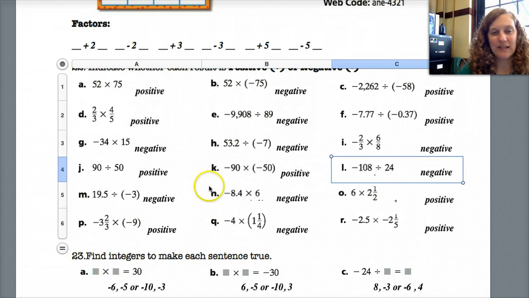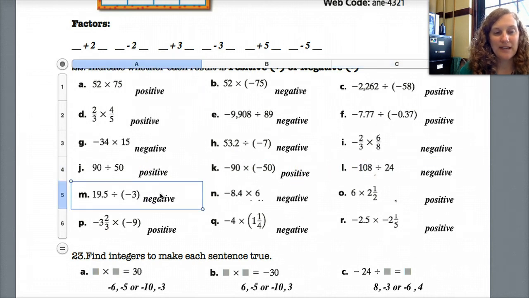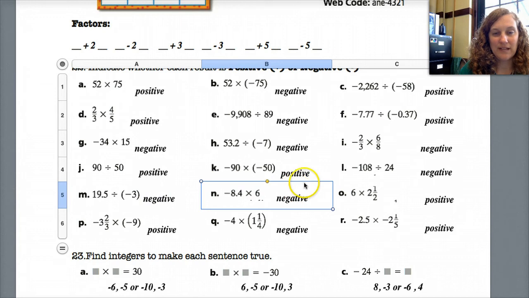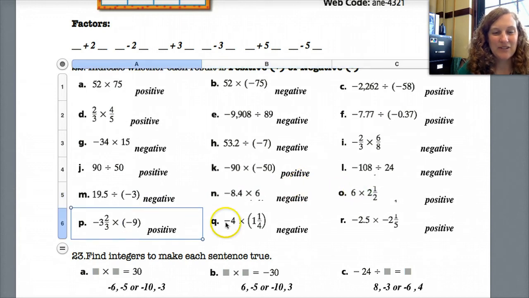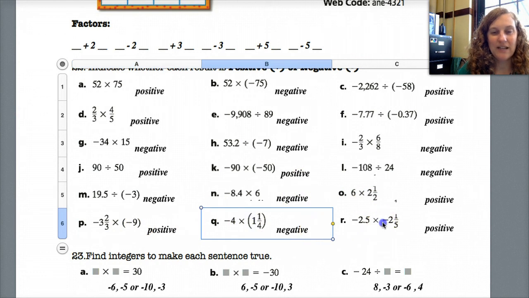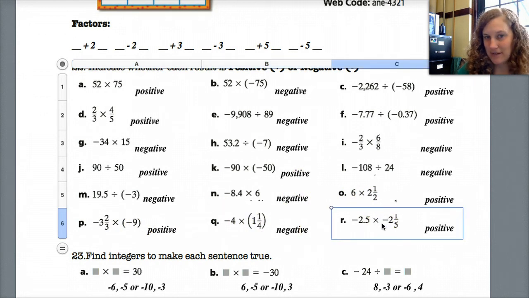Negative times positive is negative. Positive times negative is negative. Negative times positive is negative. Positive times positive is positive. Negative times negative is positive. Negative times positive is negative. Negative times negative is positive. So hopefully that was a good review for you so that you can remember what the rules are with multiplication and division.